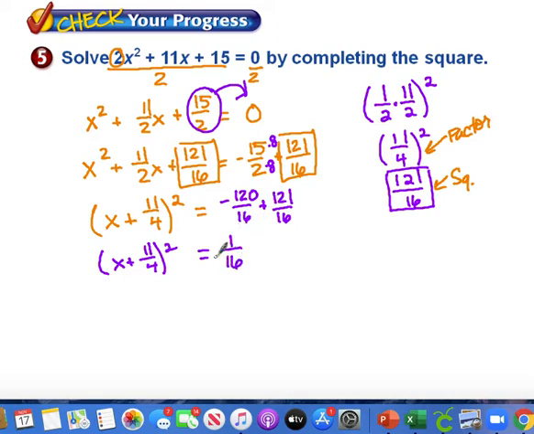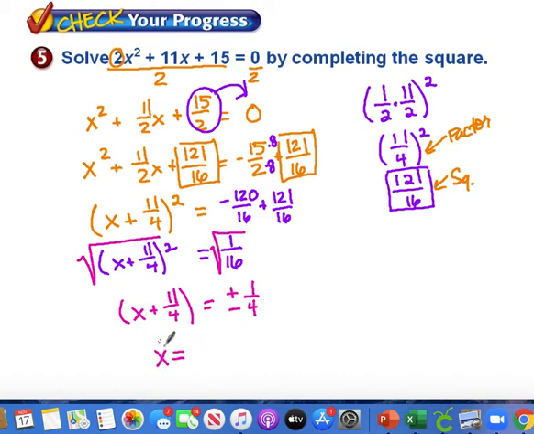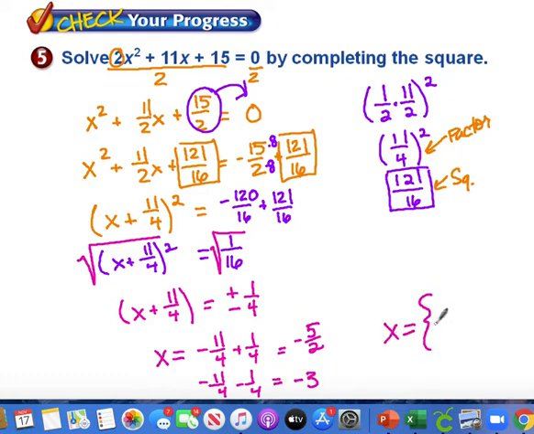All right, now once I get it in that form, I am ready to square root both sides. That gives me x plus 11 fourths equals positive or negative, and the square root of 1/16 is 1/4. And I'm going to go ahead and isolate my variable. X equals negative 11 fourths plus 1/4 and negative 11 fourths minus 1/4. So that's going to give me negative 5 halves. And if I subtract, I'll get negative 12 fourths, which is negative 3. So x gives me two values, negative 3 and negative 5 halves.